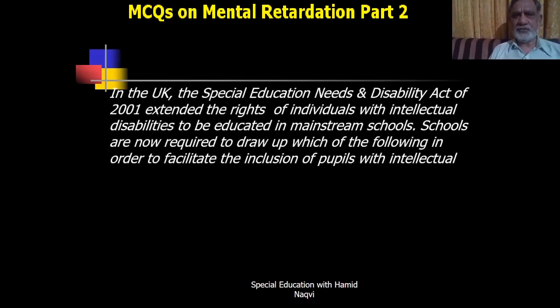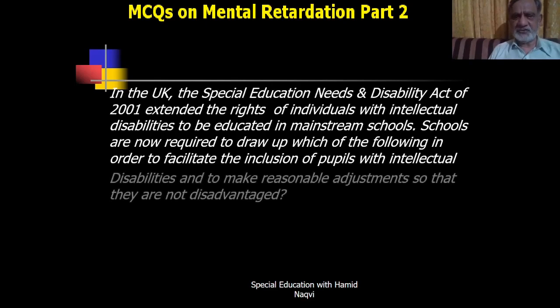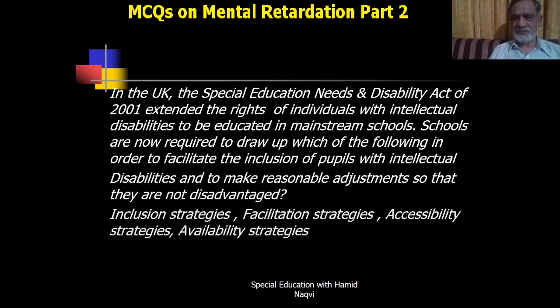Next question is in UK, the Special Education Needs and Disability Act of 2001 extended the rights of individuals with intellectual disabilities to be educated in mainstream schools. Schools are now required to draw up which of the following in order to facilitate the inclusion of pupils with intellectual disabilities and to make reasonable adjustments so that they are not disadvantaged. Inclusion strategies, facilitation strategies, accessibility strategies, or availability strategies. Correct one is accessibility strategies.